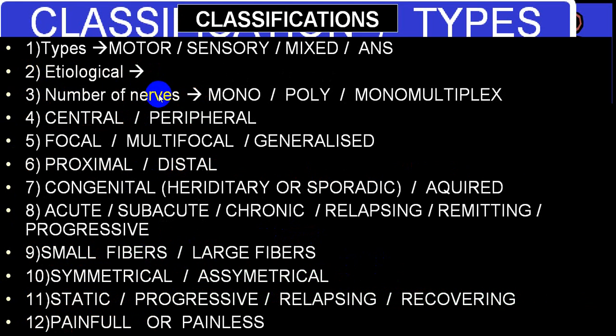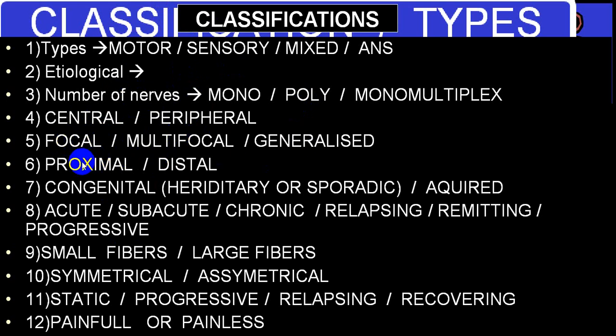Depending upon the number of nerves involved, we call it mononeuropathy. Mononeuritis means multiple single nerves in different areas. We call it mononeuritis multiplex. And if there are multiple nerves in the same area, we call it polyneuropathy. If there is an involvement of the central system, we call it central involvement and peripheral involvement. Then if there is a small area being involved, focal, multifocal, or generalized.